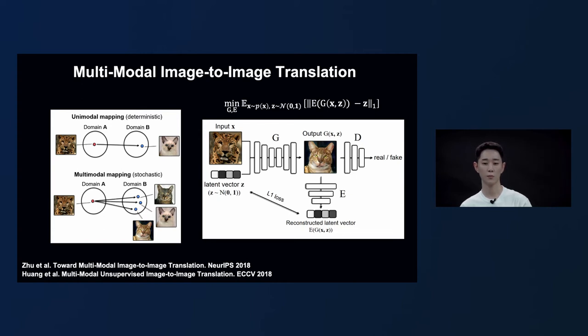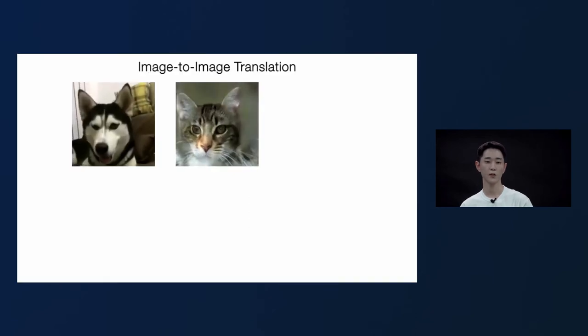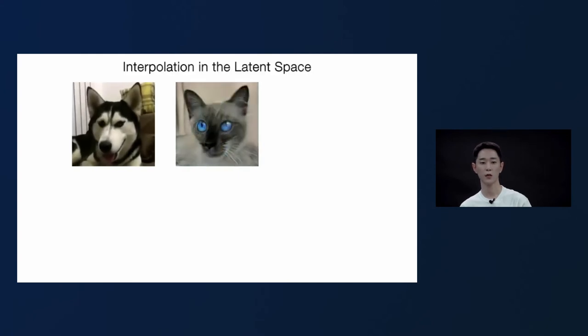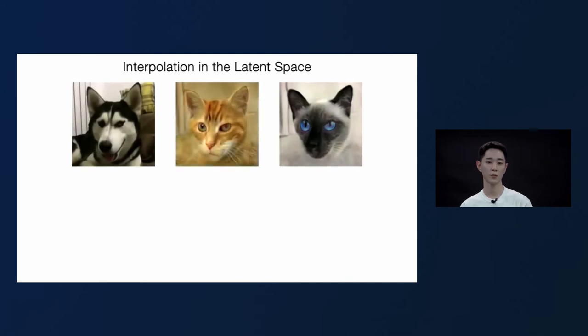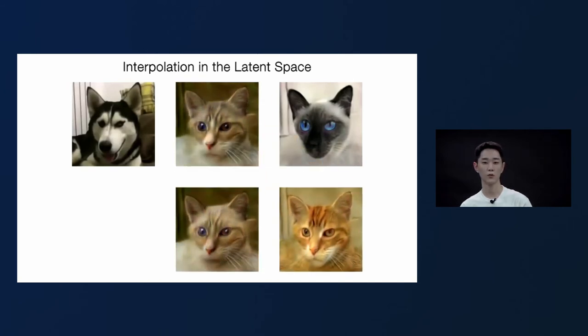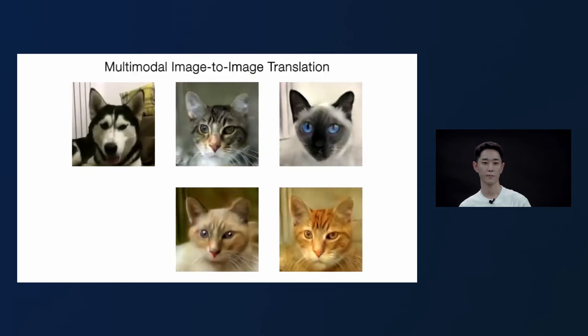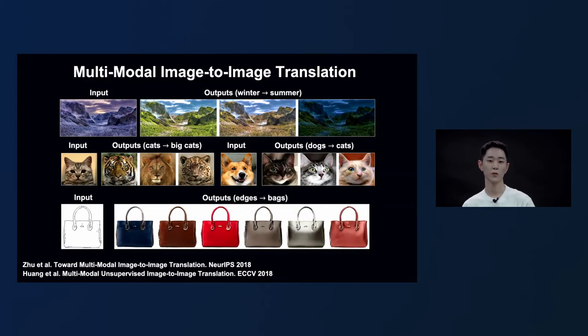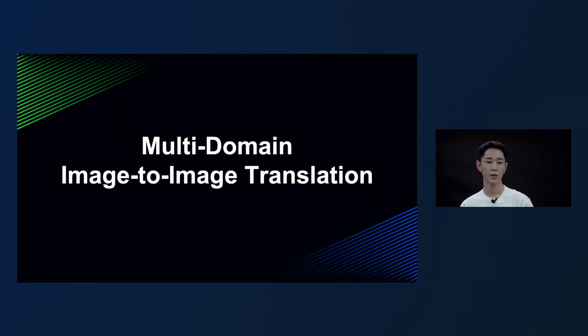This video shows an example of converting a Siberian husky into a cat using a multimodal translation model. As you can see in the video, it creates cat images of various species and styles. In addition to that, you can also turn winter photos into various summer photos, and you can turn your cat into a variety of wild animals. And on the bottom, unlike the pix-to-pix models introduced earlier, you can create various realistic photos from one edge image.